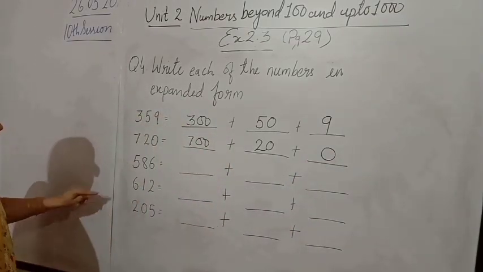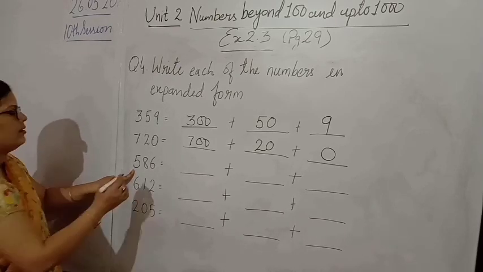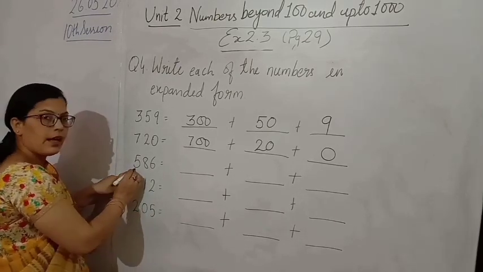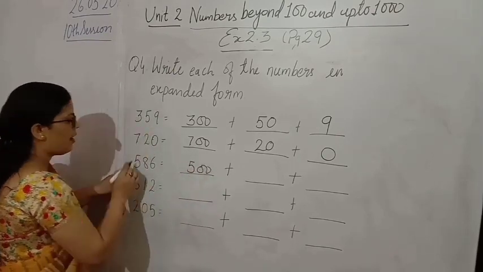Now third number is 586. Place of 5 is hundreds, so place value is 500.